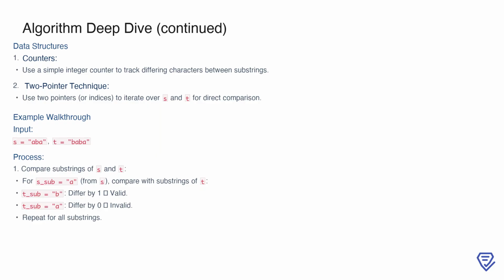For example, if we take the input S equals ABA and T equals BABA, we start by comparing substrings. Let's take S_sub equals A from S and compare it with substrings of T. For T_sub equals B, the pair differs by exactly 1 character, so it's valid. However, with T_sub equals A, the pair has no differing characters, making it invalid. This process continues for all possible substrings of both strings.